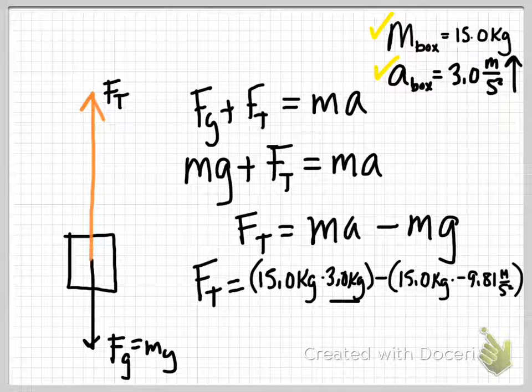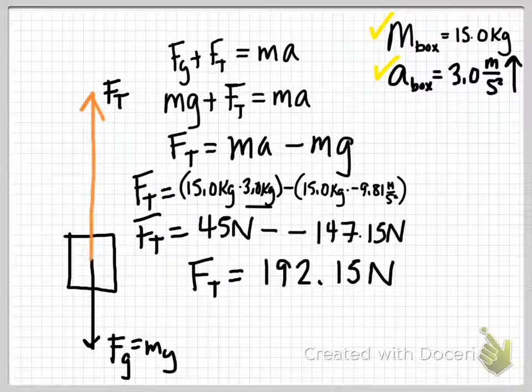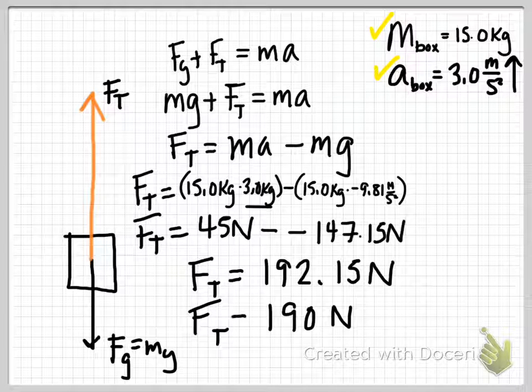Okay, let's get numbers. The force of tension on this rope, if you're accelerating this box upwards at 3 meters per second squared, is going to be 192.15 newtons. With sig figs, and we only have 2, we'll call it 190 newtons. But either way, the important thing to note here is that this is significantly more than the force of gravity acting on the object, because when we're pulling something upwards, it's not at equilibrium. When we're actually accelerating it, we're exerting more force on it than we would be if it was just still.